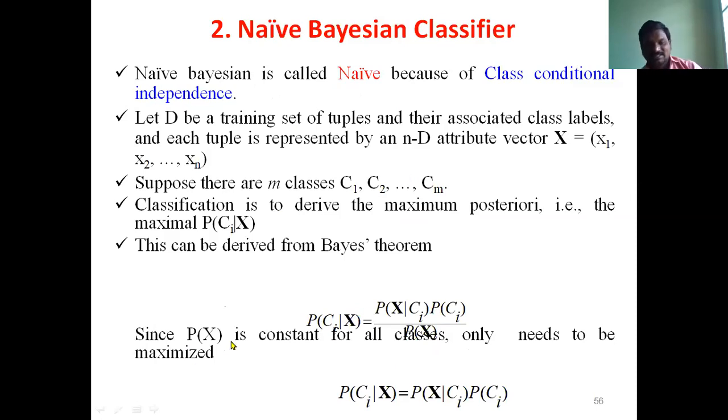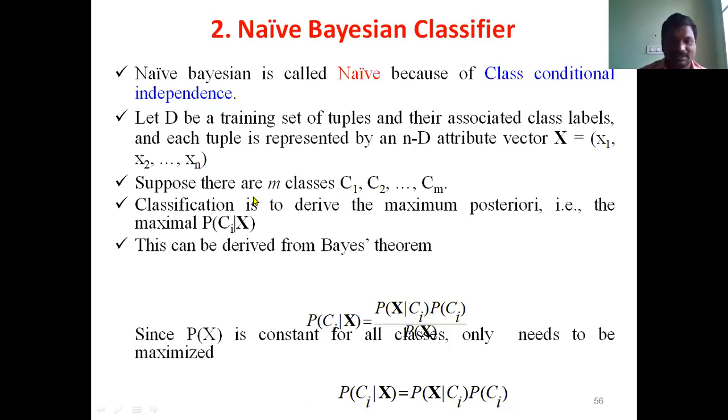Here p of X is a constant for all classes. Why? Because X is a tuple of values, and only the numerator needs to be maximized. That means you have to eliminate that value. Then finally you get probability of Ci given X proportional to probability of X given Ci into probability of Ci. You get it?